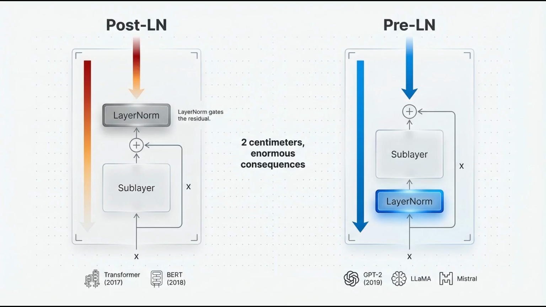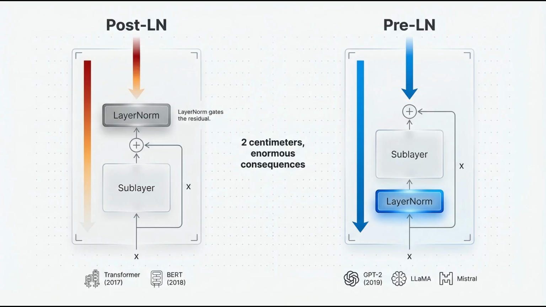Gemma 2 and 3 from Google, and OLMo 2 from Allen AI, introduced peri-LN. Normalization both before and after the sublayer. A compromise combining pre-LN stability with better variance control. Pre-LN plus RMSNorm is the proven recipe.